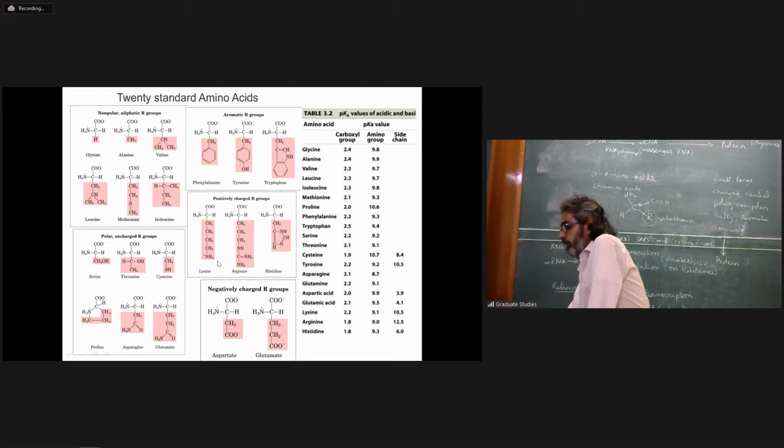The other group is positively charged residues: lysine, arginine, and histidine. So lysine has an NH3, which can be protonated very easily. Arginine, again, positive charge, usually on the guanidinium group. And histidine, a cyclic nitrogen-containing ring, where the NH proton is very sensitive to pH, and very often when you have pH sensing regions in proteins, it is very likely that histidine is involved.